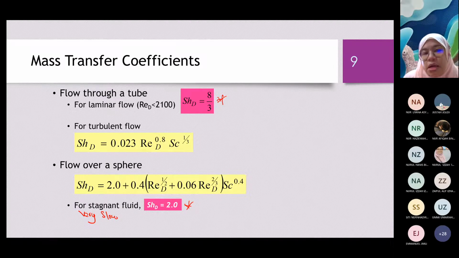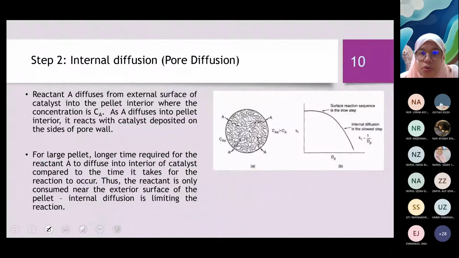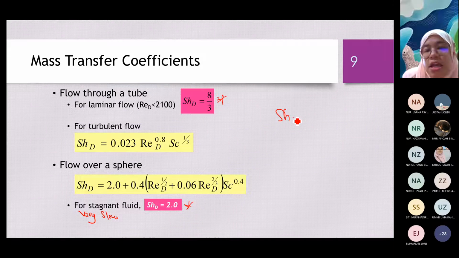So you will use these two numbers, either 8/3 or 2, and insert it into the Sherwood number equation, which is Sh equal to k_mA d divided by diffusivity. So if flow over a sphere at stagnant fluid, Sherwood number equals 2. Here, this is the value. Or if flow through a tube or cylinder and laminar flow, Sherwood number equals 8/3. So just insert it into the equation.